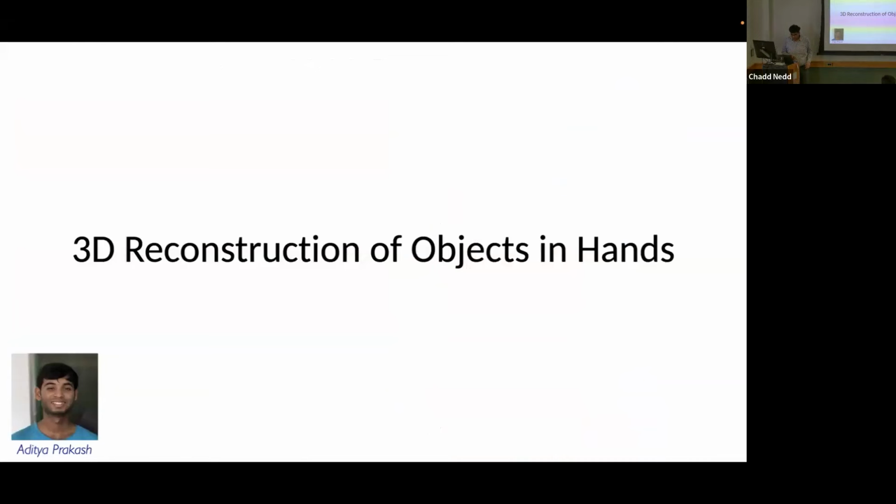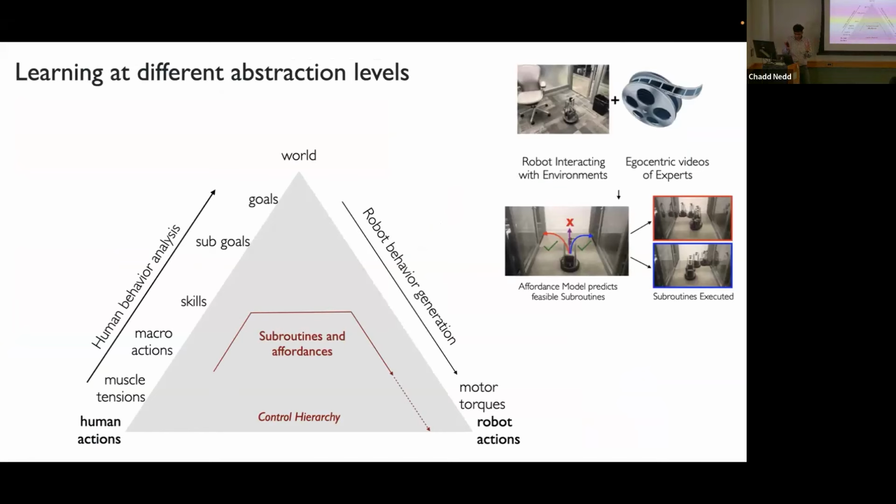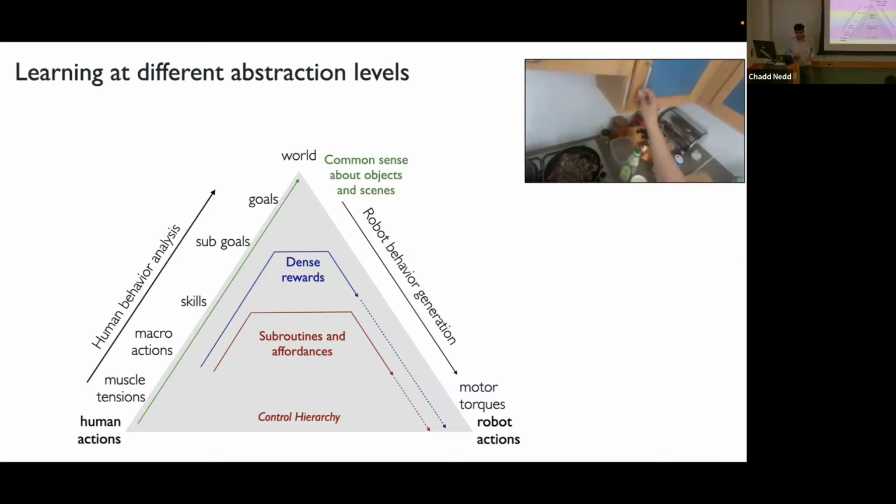I could also talk about 3D reconstruction of objects and hands, but I'm going to skip that in the interest of time and try to conclude the talk. What I've shown you, hopefully, is that learning a different level of abstraction is useful. I showed you examples where we can learn things for navigation, subroutines and affordances. We can learn value functions or dense reward functions and use them for decision making. And I also showed you how we can learn common sense about objects and scenes by watching how hands interact with objects.